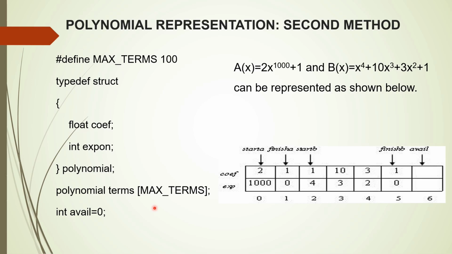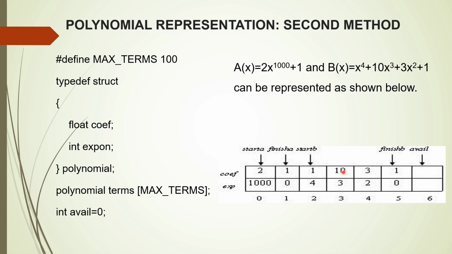The first method is array inside a structure. The second method is array of structure. Here the first polynomial a is 2 x to the power of 1000. So first you store a coefficient, 2 is the coefficient, then you store an exponent. That's the beginning of the first polynomial. Then the second term is 1 into x to the power of 0. Coefficient is 1, exponent is 0. This is the end of the first polynomial.